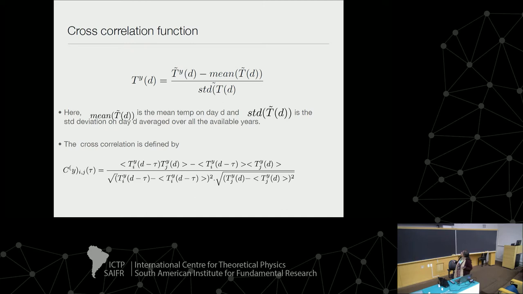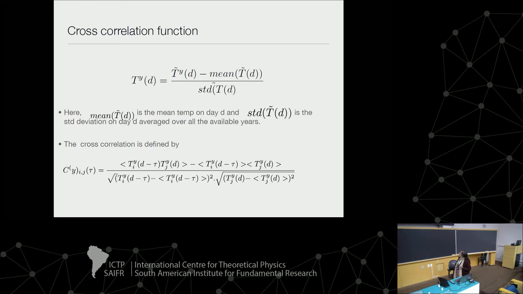This is the mean temperature. This temperature is the mean temperature in a given year on a given day. And this mean is the average for that day over all the years for which we have the data available. And what we have in the denominator is the standard deviation. So we construct this quantity Ty of t.